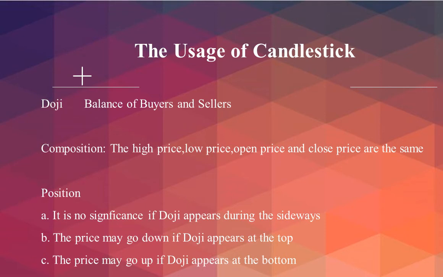The usage of candlestick: the Doji, balance of buyers and sellers, okay? So this is the composition. The high price, low price, open price, and close price are the same. As for position, the Doji has no significance if it appears during sideways movement. If you see the share is in sideways, there's no significance, okay? The price may go down if Doji appears at the top. The price may go up if Doji appears at the bottom. But there's no significance if Doji appears during the sideways. Okay, you should remember.